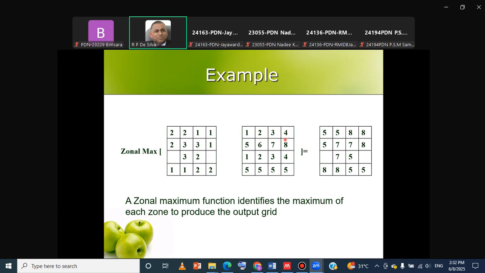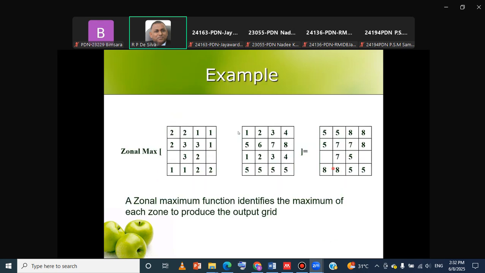So zonal max means first you look at zone 1. Here 3 cells, here 2 cells, all 5 are in zone 1. So what we are asking is, of all these 5 cells in zone 1, what is the maximum value? If you look here, out of these 3 cells, the maximum value is 8. Out of these cells, maximum is 5. So altogether, zonal maximum is 8. So you put 8 for the entire zone.